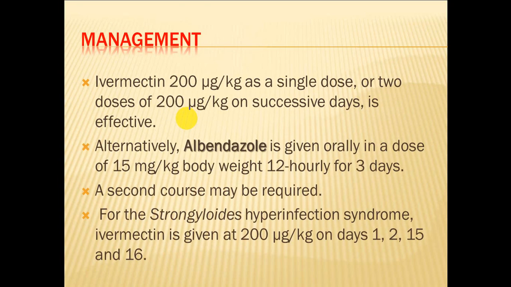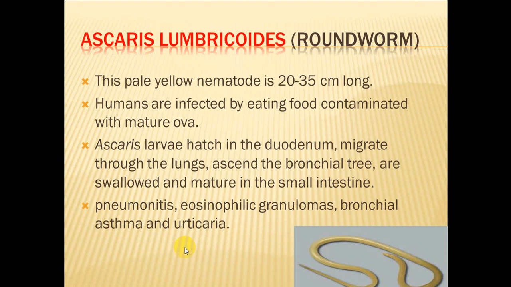The treatment: ivermectin, 200 micrograms per kg, a single dose, or 2 doses of 200 micrograms per kg on successive days is effective. An alternative to ivermectin is albendazole, orally 15 mg per kg body weight, 12 hourly for 3 days. A second course may be required. For hyperinfection syndrome, ivermectin is given on days 1, 2, 15, and 16.